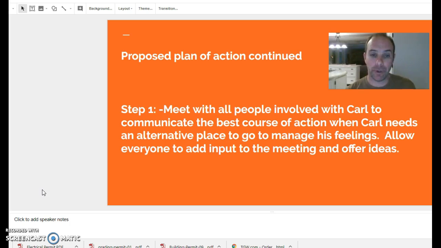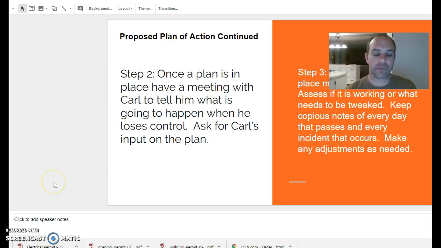Allow everyone to give input to figure out what the best ideas would be to be able to come up with a solution or hopefully a plan of action for Carl. So now you've got this plan in place. You have to have a meeting with Carl himself. You've got to tell Carl exactly what's happening and what's not allowed and what's going to happen if something in the classroom is inappropriate, if he loses his mind, whatever else it might be.